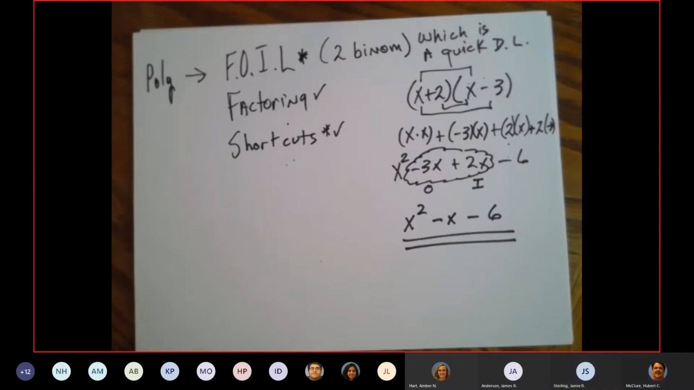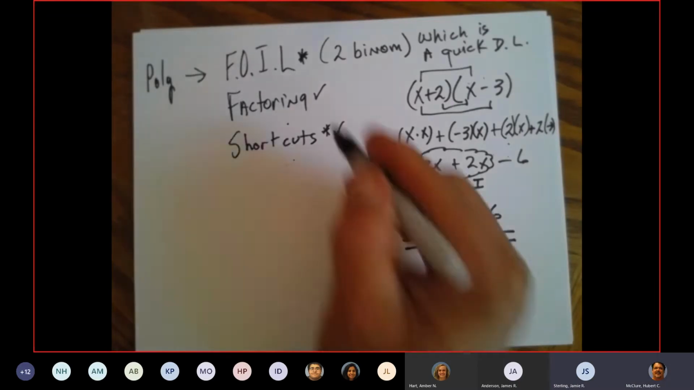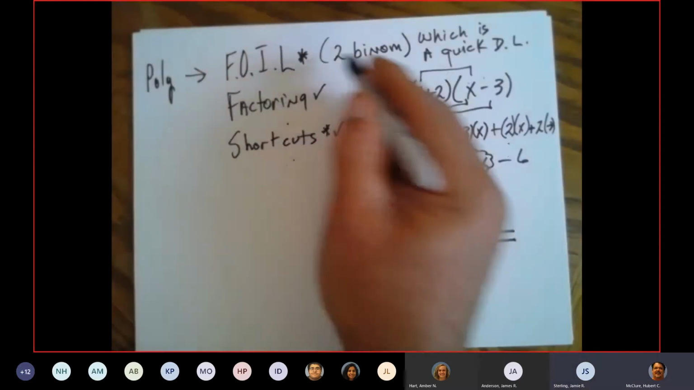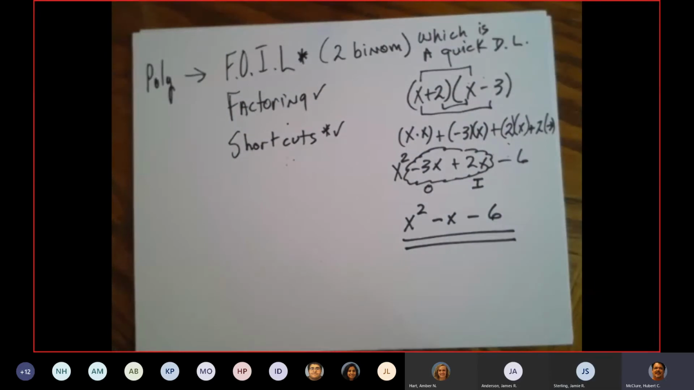Yeah. Okay, so that's the FOIL method. That's how you multiply two binomials. Well, what about the shortcuts? Well, I'm going to write down the shortcuts because half of y'all probably don't remember the shortcuts.